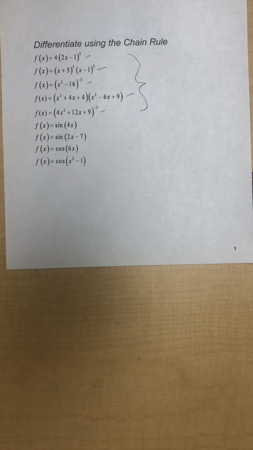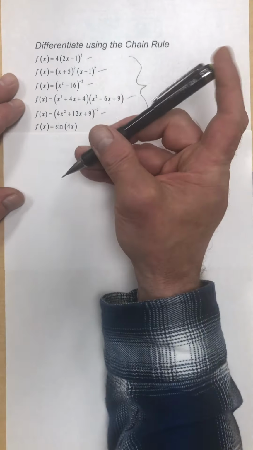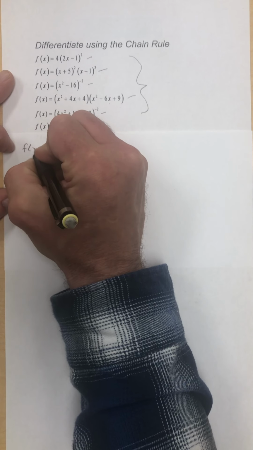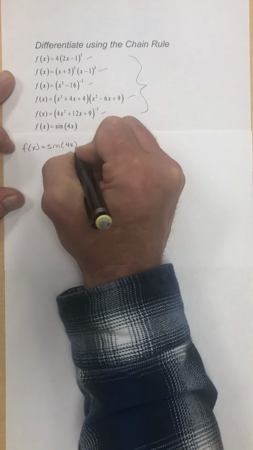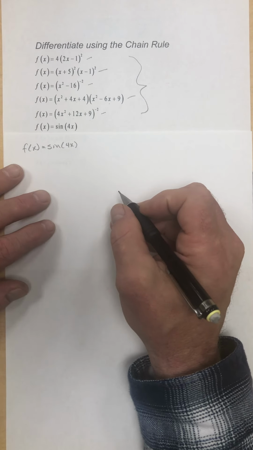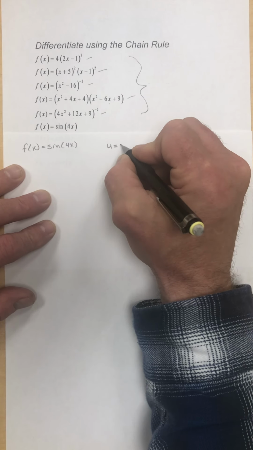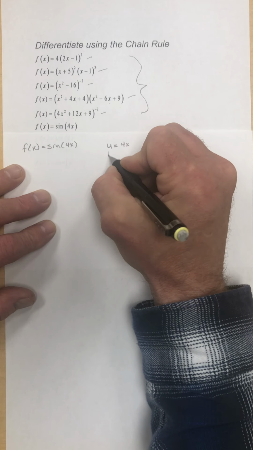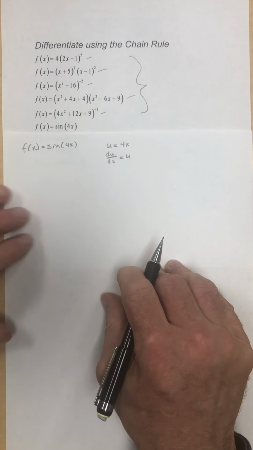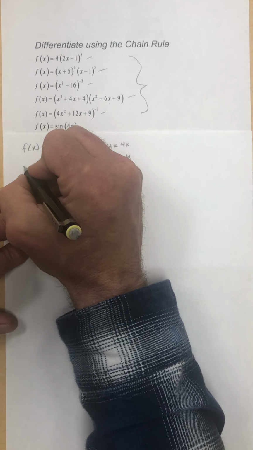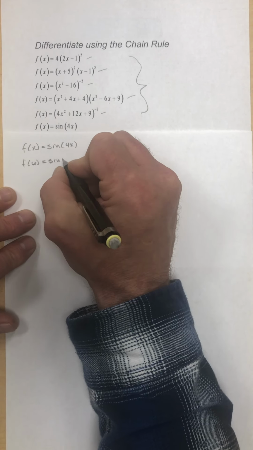So let's see this first guy. We've got f of x equals the sine of 4x. If we're going to use the chain rule, once again, let the u be whatever's inside. So this would be your u in here. My u is 4x, which means the derivative, du dx, is just 4. So let's do our u substitution. f of x becomes f of u, so this is just the sine of u.